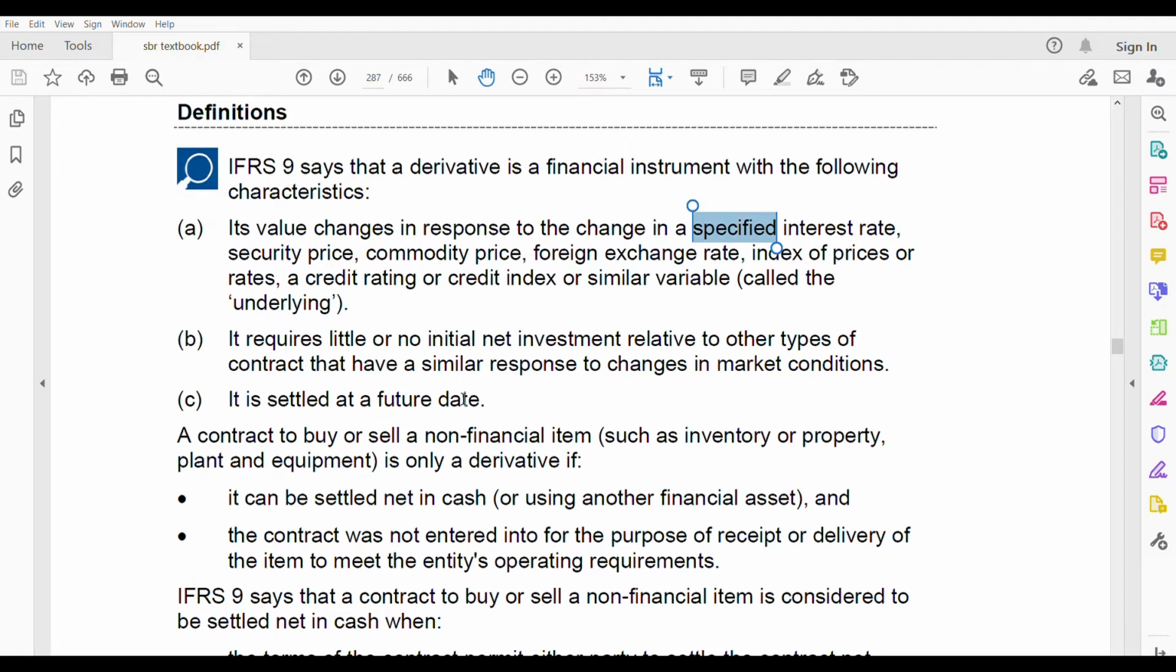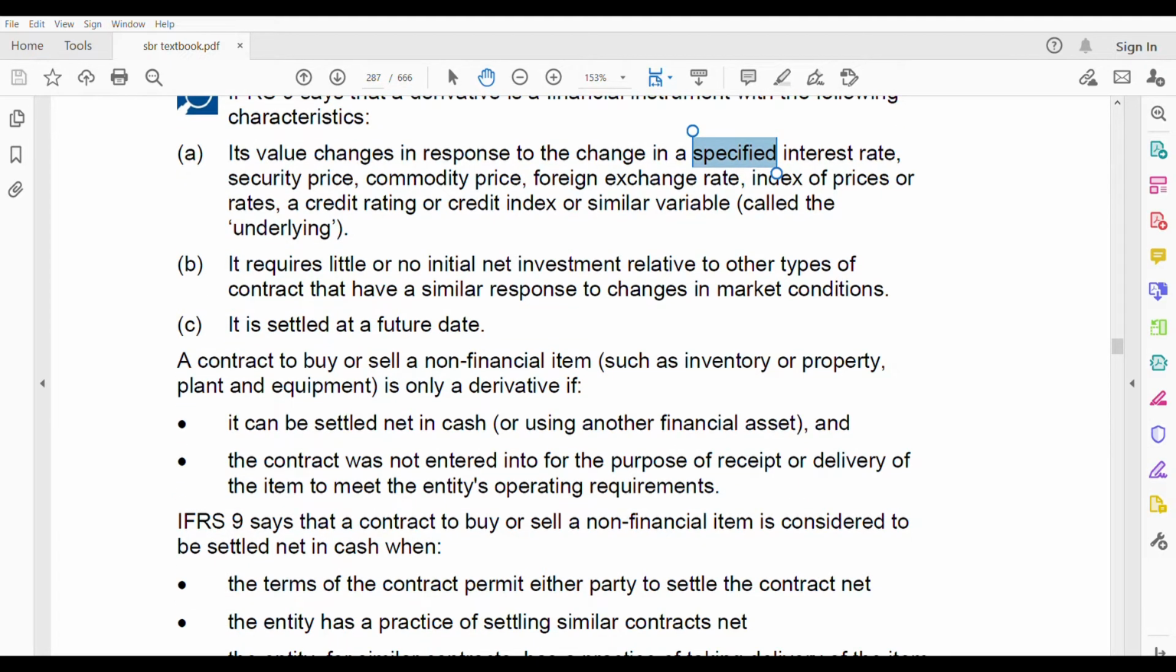And it is settled at a future date. We always settle derivatives at a future date. For example, if you are taking an option, let's say for 3 months, you will exercise that option after 2 months, in the future. Or you took a futures contract to purchase a given currency in order to hedge yourself from exchange rate risk. So these are some features of derivatives. It will be settled at a future date.